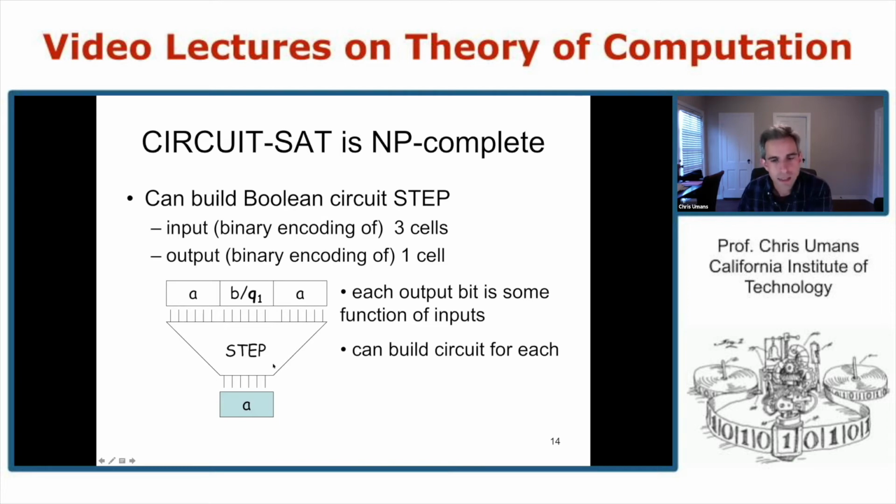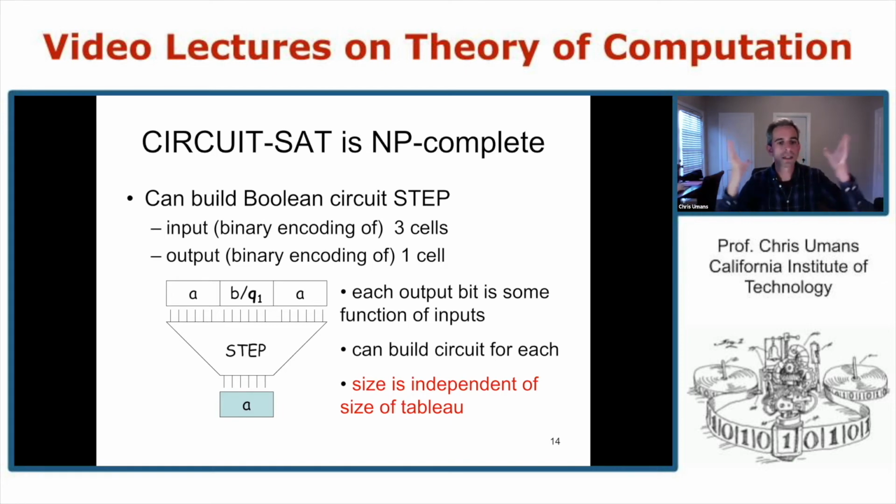And the key thing is that because this step function looks at only 3 cells, and the contents of each cell is just a symbol from a finite size alphabet, the alphabet of the Turing machine, together with one of the states, and there's a finite number of states, the size of this step function, the size of the step circuit, is independent of the size of the tableau. The tableau may be enormous. The step circuit has a fixed size that depends only on the Turing machine.